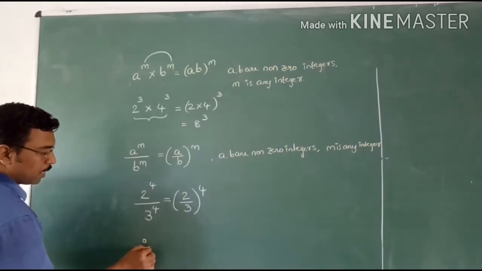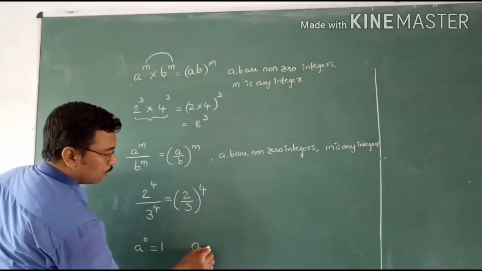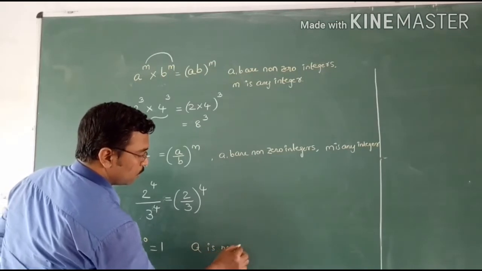One more law: a power 0 is equal to 1, where a is a non-zero integer.